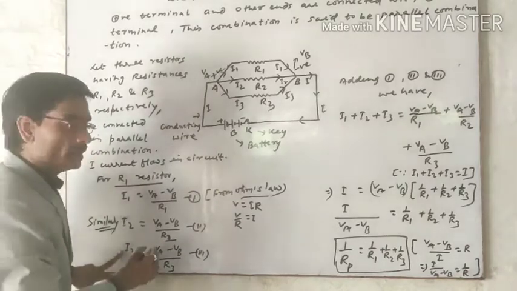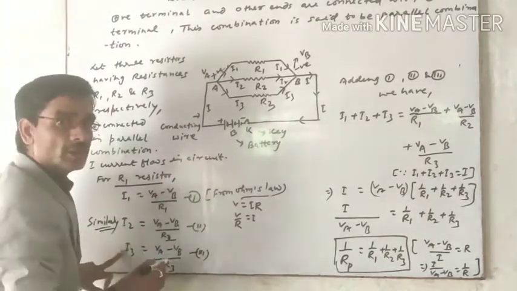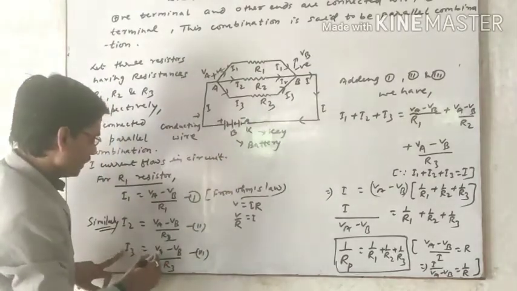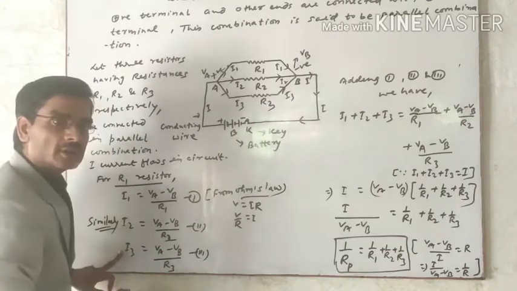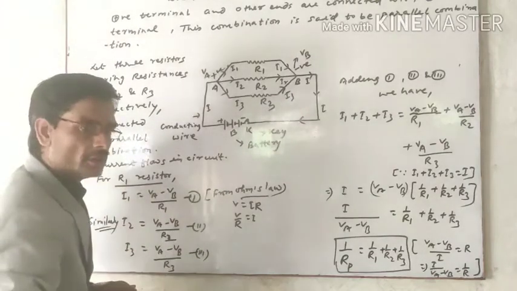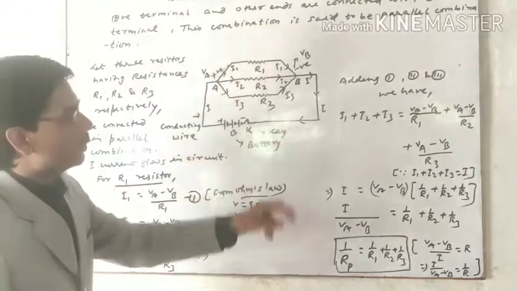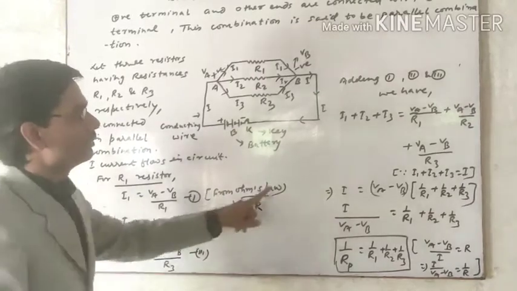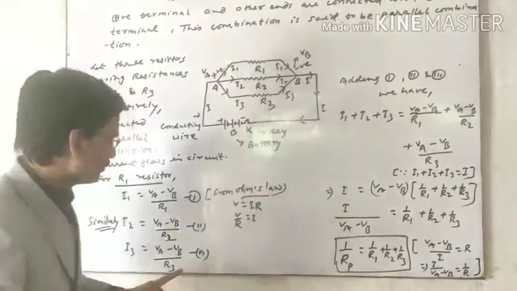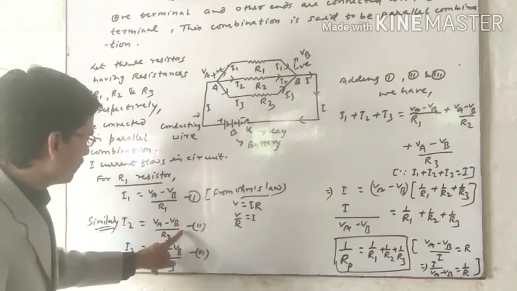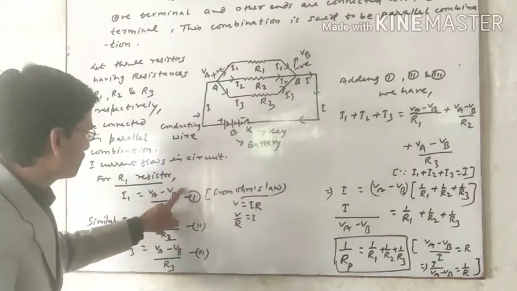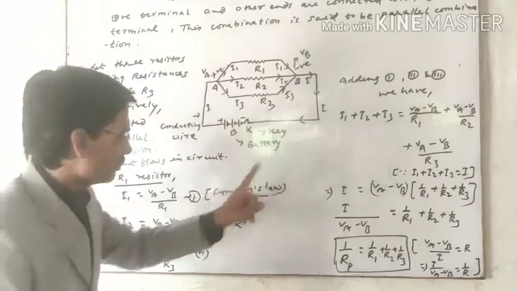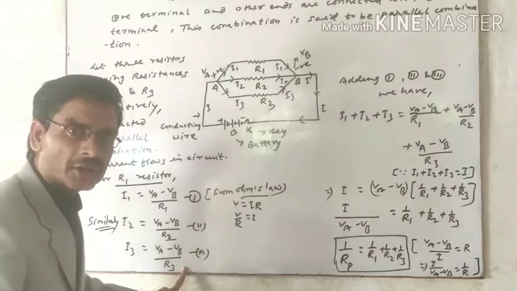Similarly, in case of the third resistor having resistance R3, I3 equals VA minus VB by R3. These are the three equations. On adding the three equations, we get I1 plus I2 plus I3 equals, the right-side values will be added, so VA minus VB by R1 plus VA minus VB by R2 plus VA minus VB by R3.